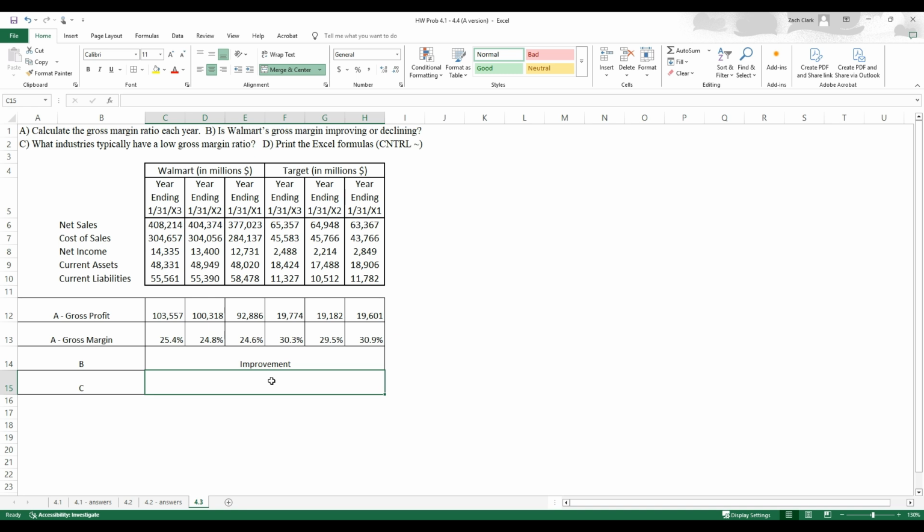And then question C asks us what industries might typically have a low gross margin ratio. And some examples of that, one example would be like a grocery store, for instance. So they rely on high sales revenue with low margins, essentially. So lots of sales, they might only be earning a little bit from each sale, but since there's so many sales constantly happening, those all add together to basically add up to profit, more or less.